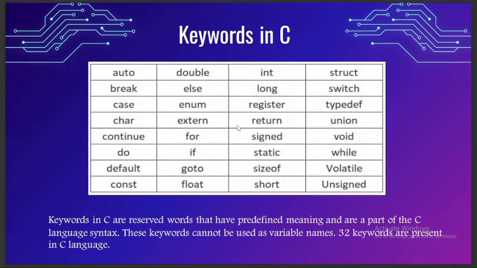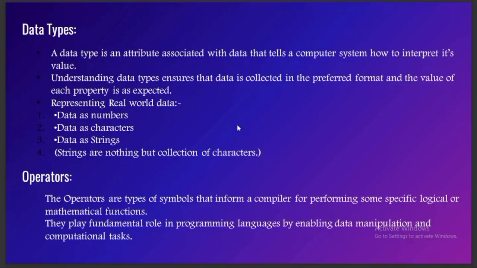Then getting into the next slide, that is data types. What are data types? A data type is an attribute associated with the data that tells a computer system how to interpret its value. Understanding data types ensures that data is collected in the preferred format and the value of each property is as expected. We can represent the data types in three ways: data can be represented as numbers, as characters, and as strings. We know that strings are nothing but a collection of characters.